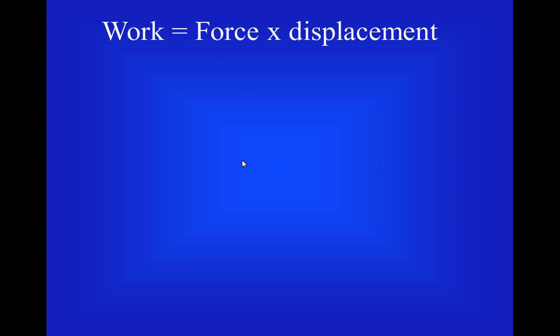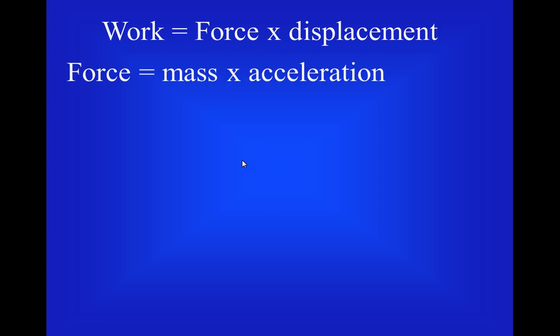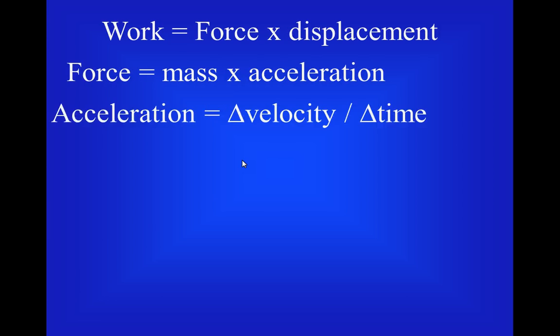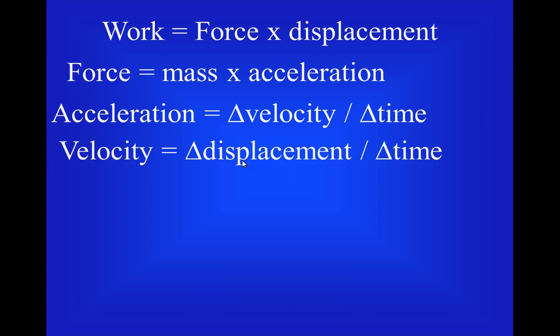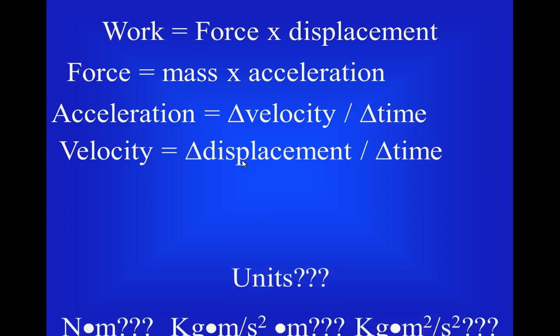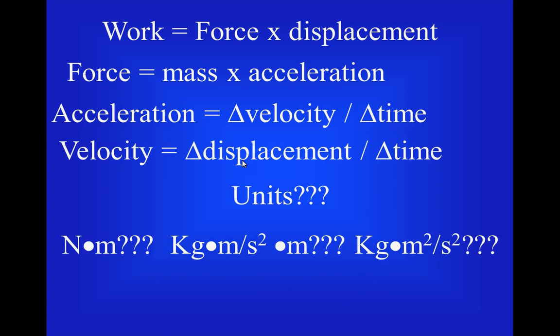All right, so work equals force times displacement. Force is mass times acceleration. Acceleration is change in velocity over the change in time. Velocity is the change in displacement over the change in time. So what the heck are the units for work?